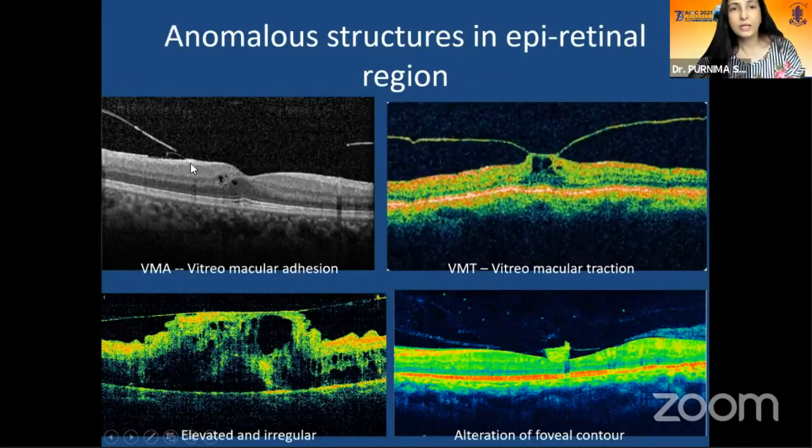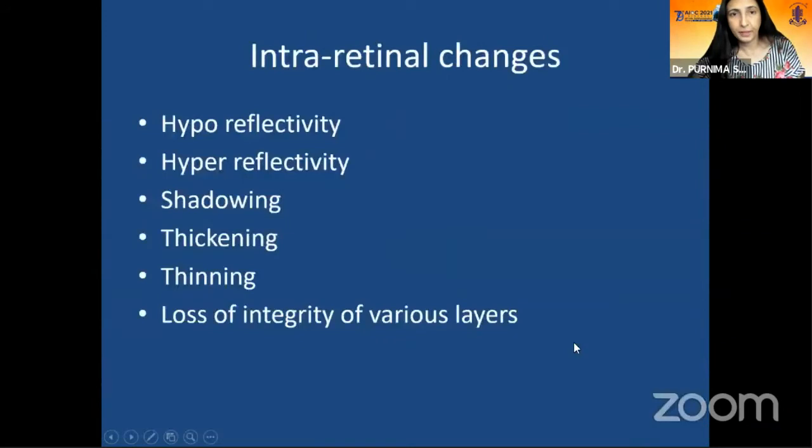These are some other changes which we can see in the epiretinal region: adhesion of a membrane or a traction leading to vitreomacular traction. Here, the traction is lifting up the whole retina. And sometimes we even see altered foveal contour because of the presence of, like in this case, an NVE which was present at the foveal margin.